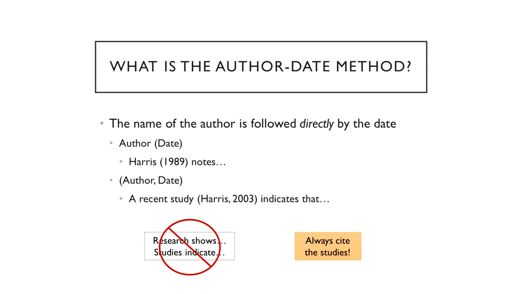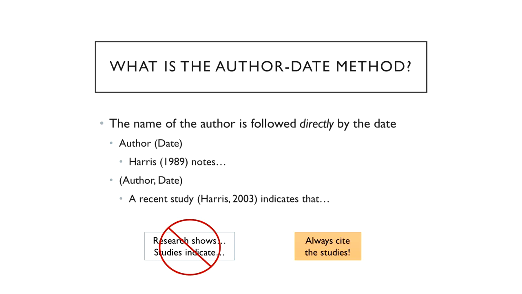You'll notice in all of these examples, whether you're using Harris as the subject of a sentence, like in our first example, Harris (1989) notes, where Harris is not inside the parentheses, or we have something else being used as the subject of a sentence, like a recent study, and then Harris is inside the parentheses because it's not the name being used as the subject. In all cases, the author is right next to the date.